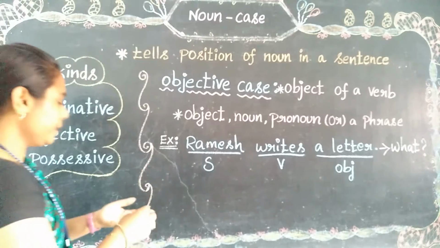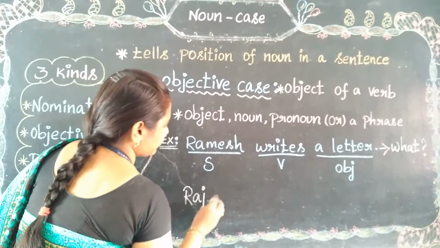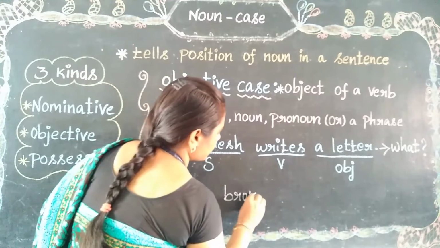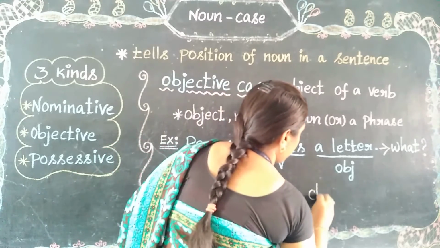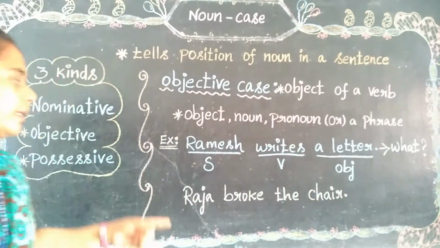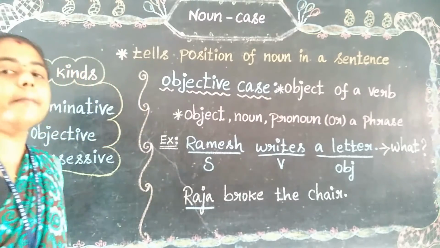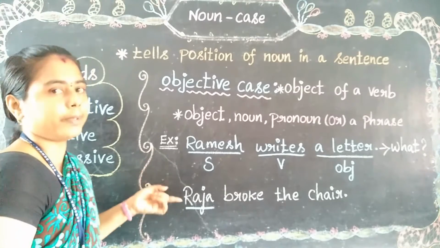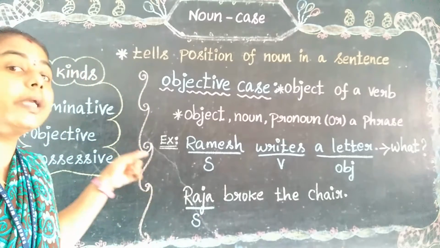Yes. So let me write another example. Raja broke the chair. Raja broke the chair. See here, Raja is the name of a person. Raja is the name of a specific person. So it is a proper noun. I already knew that. So this is a subject, the doer of an action, the beginner of a sentence.